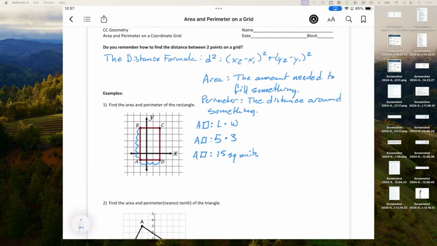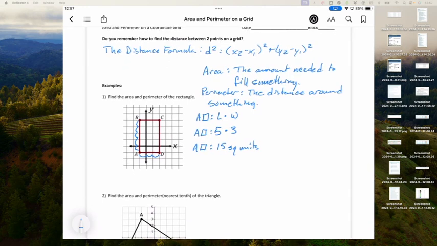So, area is 15 square units. If we were to find the perimeter of this rectangle, there's a couple formulas you could use to do that. One of them is 2L plus 2W. That's 2 times the length plus 2 times the width. Instead of that, I prefer to say I have 2 lengths, so L plus L, and 2 widths, W plus W. Both of those formulas will produce a correct answer.